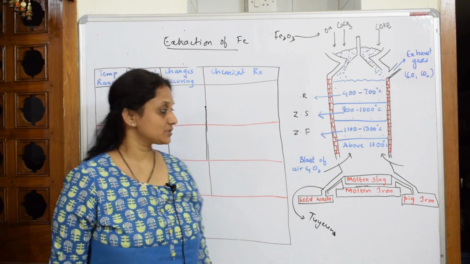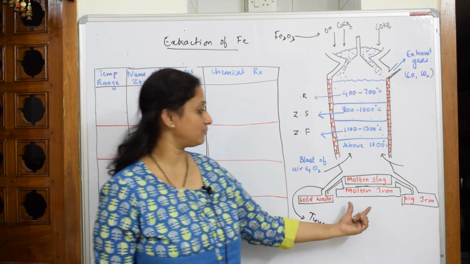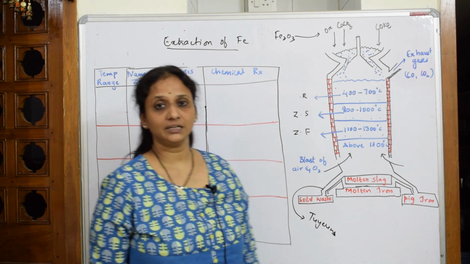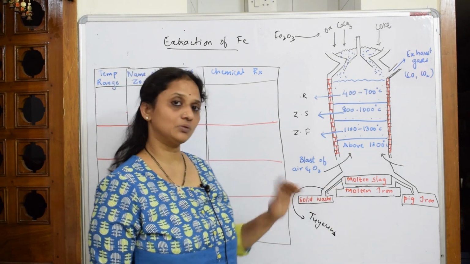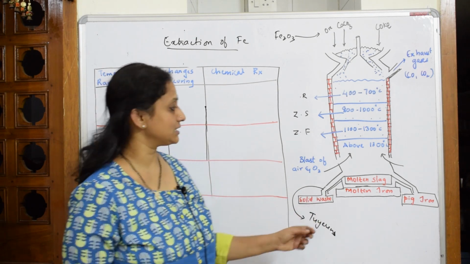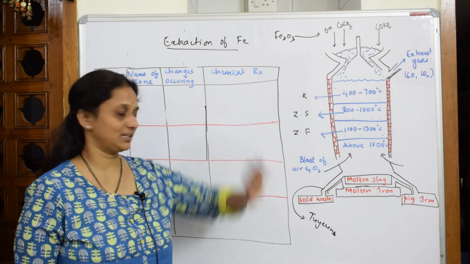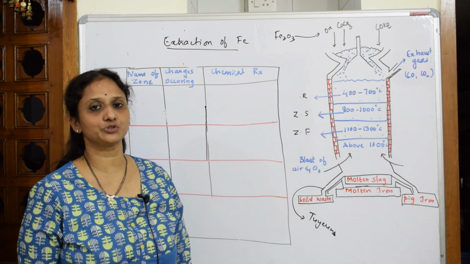Now at the lower part of this furnace, you have a column called the hearth. At this hearth, at the lower bottom, on one side you have all the solid waste which is collected, and you have your pig iron which is collected on the other side. Okay, that is the basic idea which you should remember.